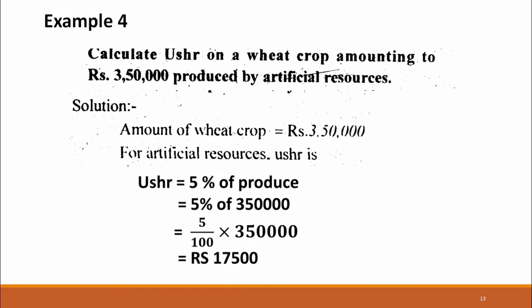Now, since the amount of the wheat crop is 3,50,000 rupees, and the land is irrigated by artificial sources, we can calculate the Ushr amount at 5%. So 5% of the produce, 5% of 3,50,000. 5% means 5 by 100, 'of' means multiplied by 3,50,000. After simplification, we obtain 17,500 rupees as the amount of Ushr at the rate of 5%, because the land is irrigated by artificial resources.